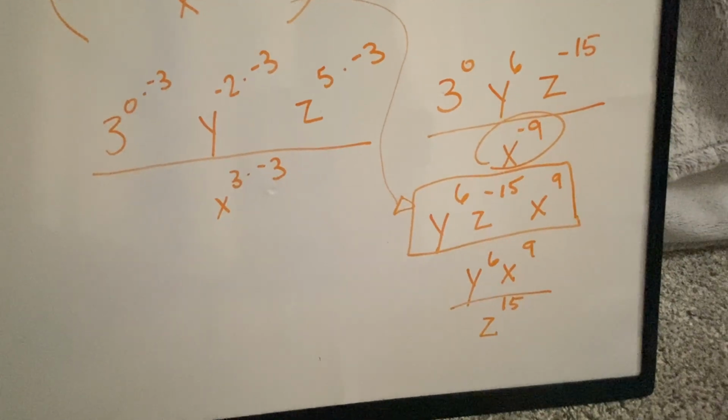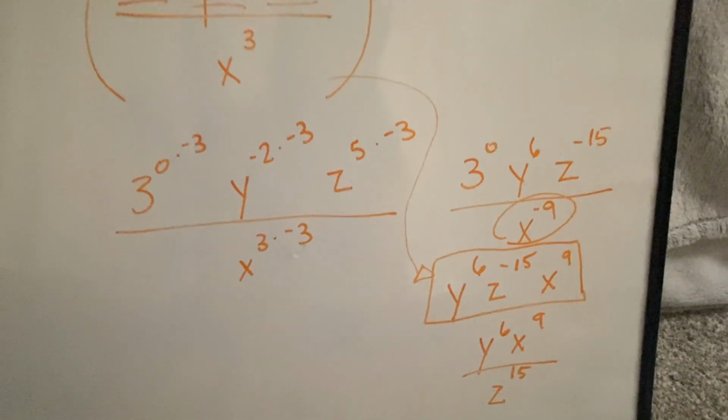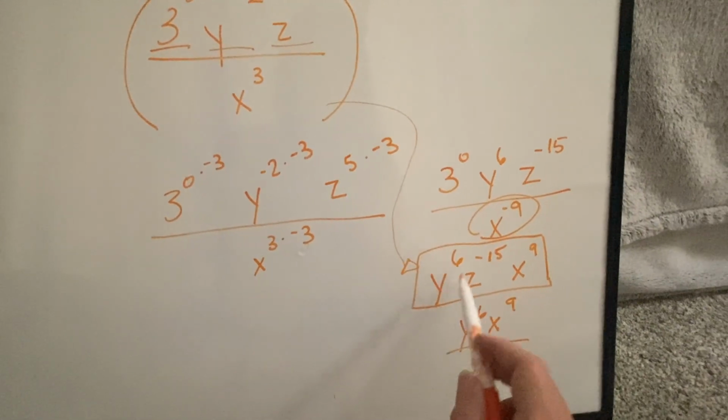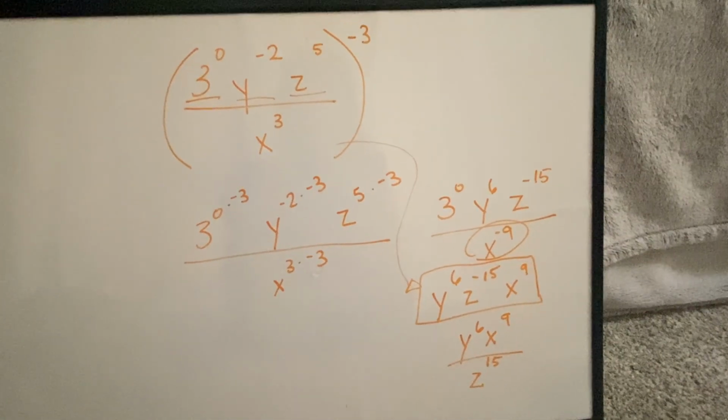Just like that. Okay, so just make sure that you're reading the instructions on how exactly they want you to write your answer. So again, this is our answer, y to the 6th, z to the negative 15th, x to the 9th. All right, we're going to do one more example.